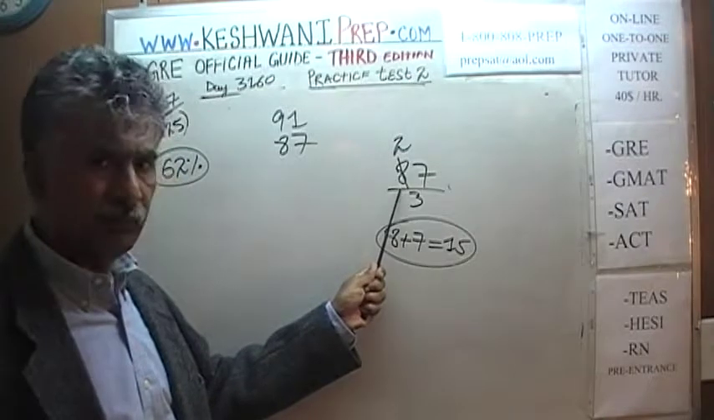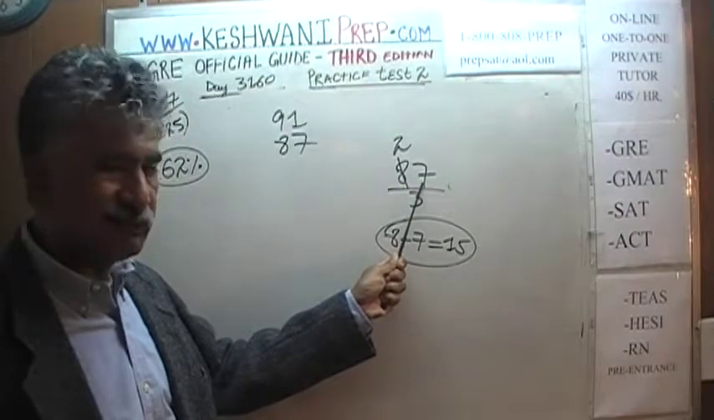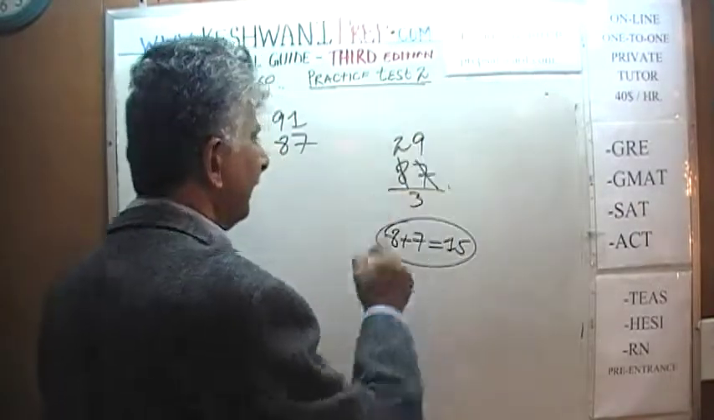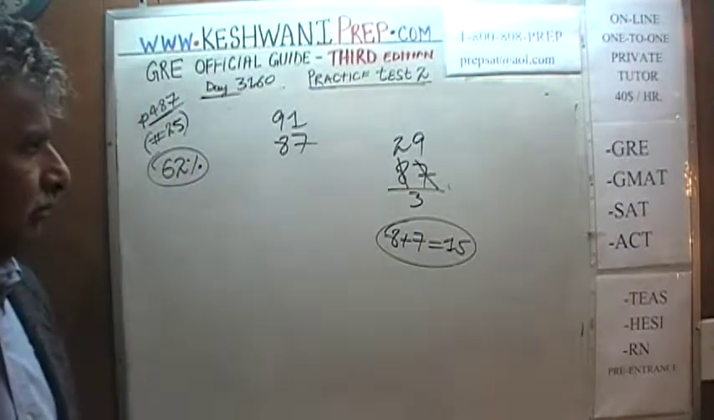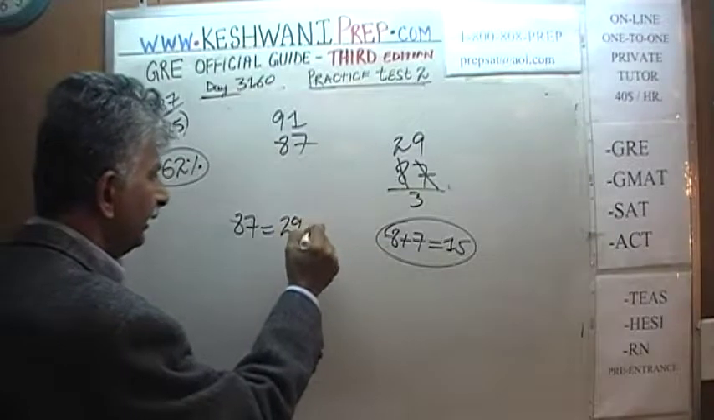After we take away 6 from the 8, we have a remainder of 2. What happens to the 2? 2 goes and joins a 7 and becomes 27. And 27 has 9 3's. As you can clearly see, 87 is simply 29 times 3.